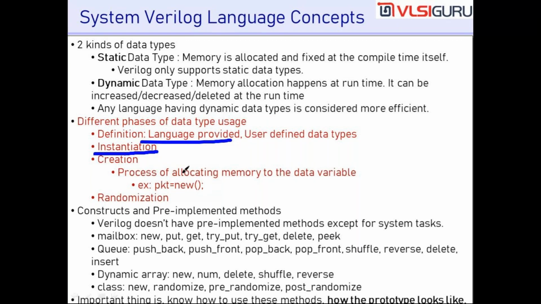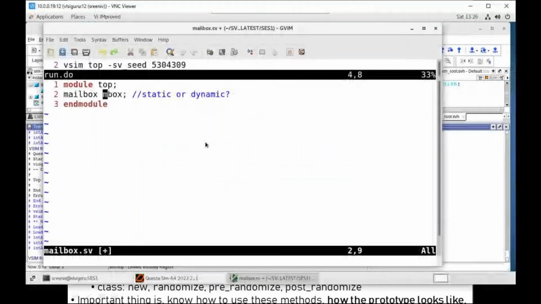You have to create. Create means you have to allocate the memory. How do you allocate the memory? What method do we use? We use the new method. So mbox equal to new. Now the question is, can I do it like this inside this code? Is it possible to write like this?